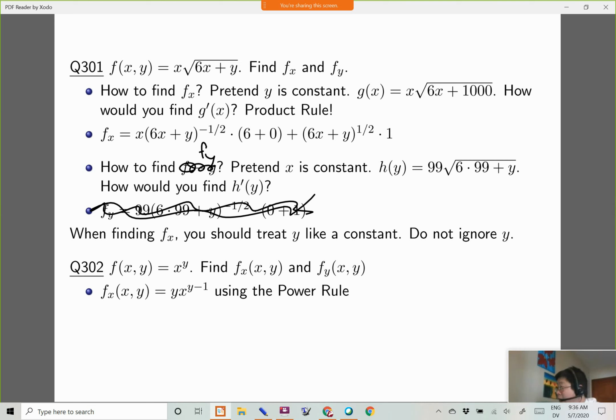But the other question here is, what about f sub y? To find f sub y, we need to treat y like the variable and treat x like a constant now. So if we treat x like a constant, go back here, look at x to the y. Treat x like a constant. x is the base.